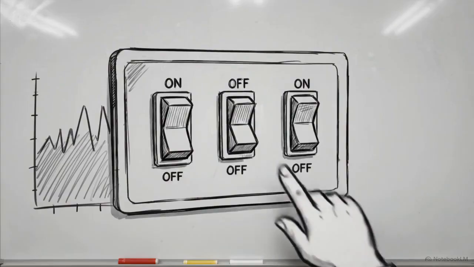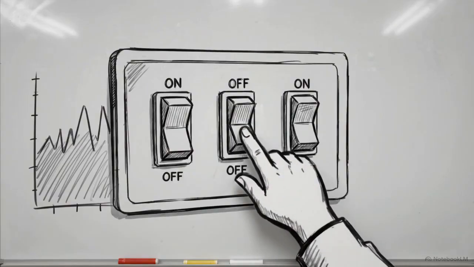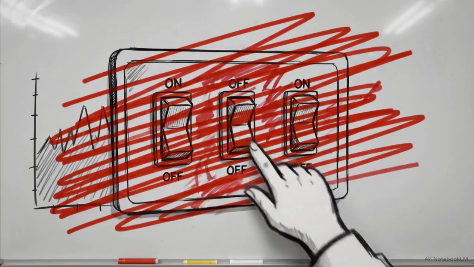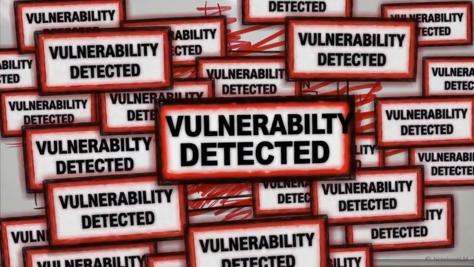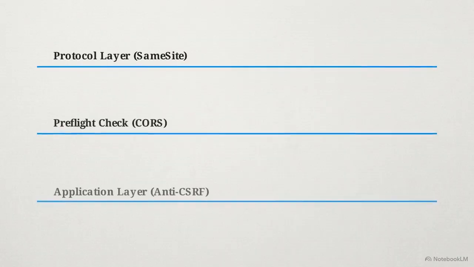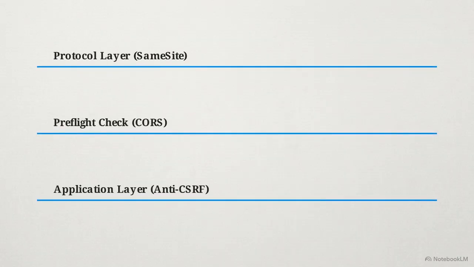Relying on a single mitigation strategy is risky. True security requires building for the possibility that one layer will fail or be misconfigured. This model illustrates a defense-in-depth stack. For a forged cross-site request to succeed, it must now survive 3 independent security checks. First, it encounters the protocol layer. Based on the same-site policy, the browser itself strips the authentication cookie from the outbound request.